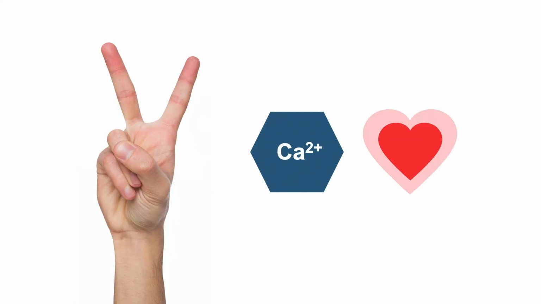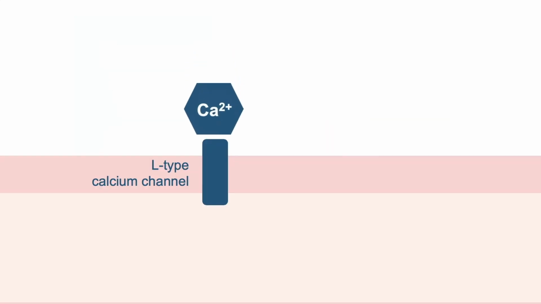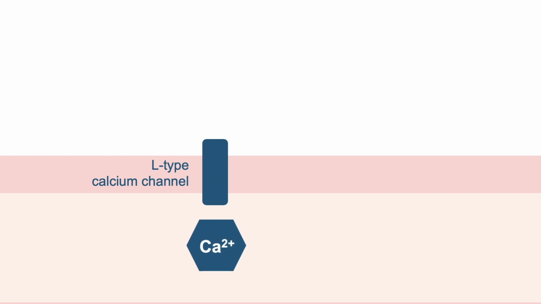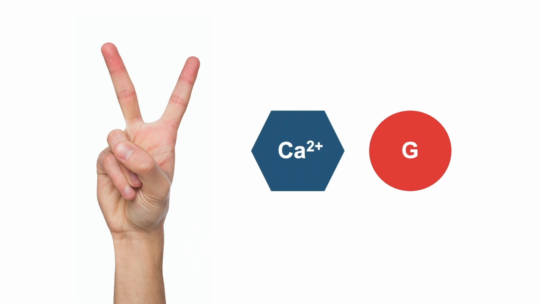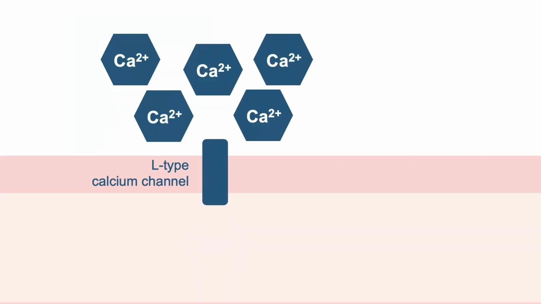Recall that there are 2 ways to cause calcium influx into heart muscle cells: directly through the L-type calcium channel, and indirectly by stimulating beta-adrenergic receptors, resulting in a reaction cascade that opens the calcium channel. Therefore, there are also 2 types of treatment. Direct treatment involves administering intravenous calcium salts to increase the amount of calcium that can pass through the channel.